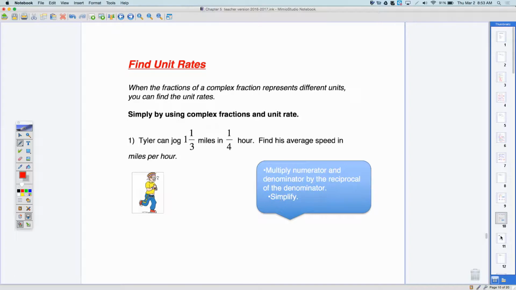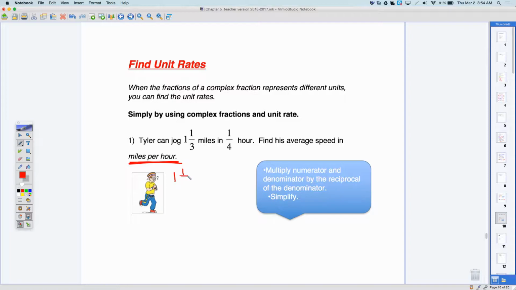All right, the next part is finding unit rates. It says when the fractions of a complex fraction represent different units, you can find the unit rates. We're going to simplify using complex fractions in unit rates. So this goes along with a real-world situation. Tyler can jog 1 1/3 miles in 1/4 of an hour. Find his average speed in miles per hour.